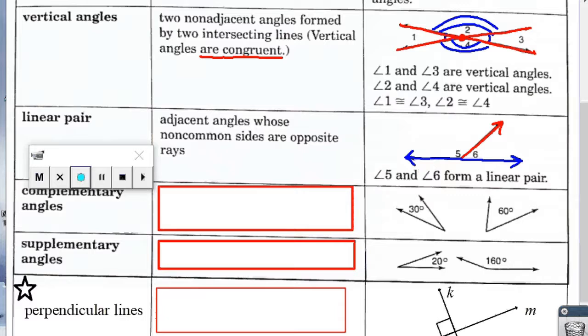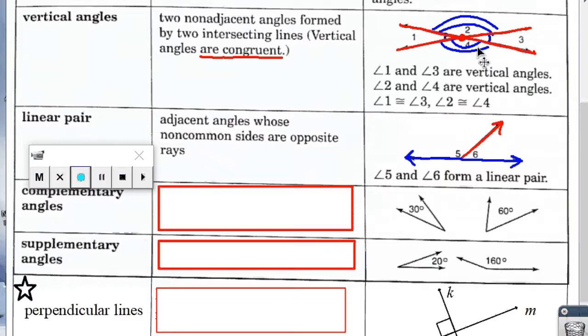Next up, we have complementary angles and supplementary angles. Now, these have very similar names, but they mean very different things, actually. These two angles here are complementary angles. These two angles are supplementary angles. Notice those angles don't have to be together. They don't have to be adjacent. They don't have to be vertical. They just have to be in the same picture.